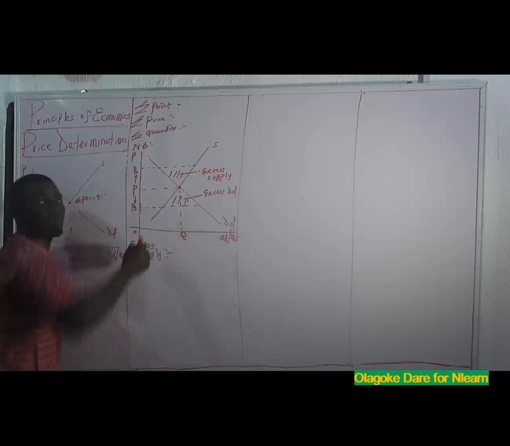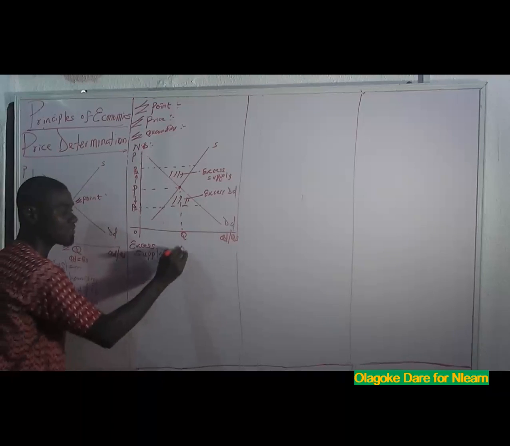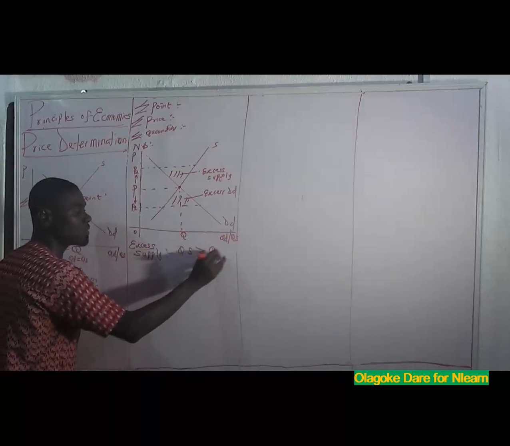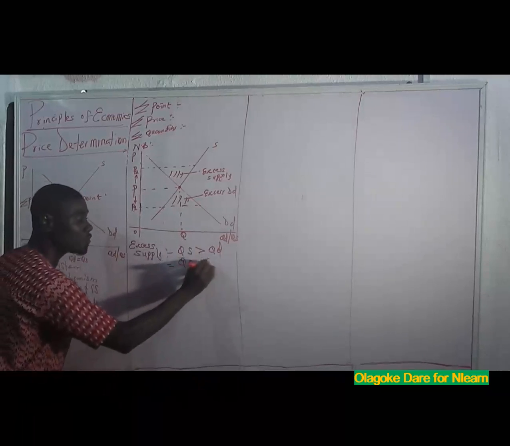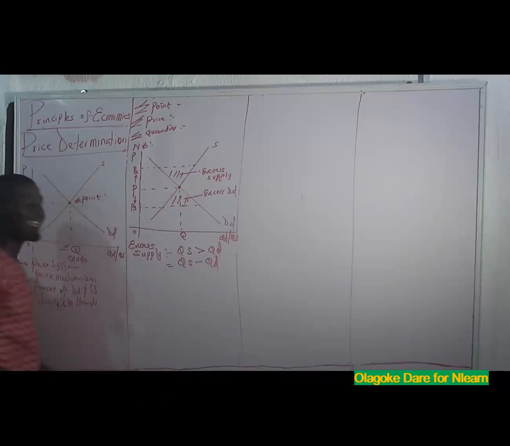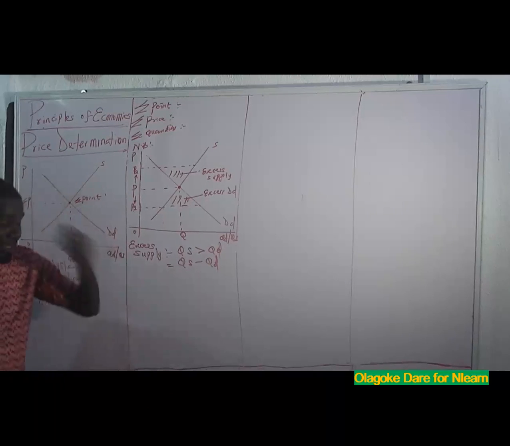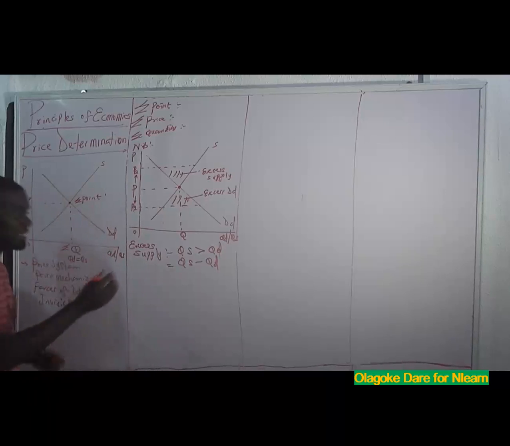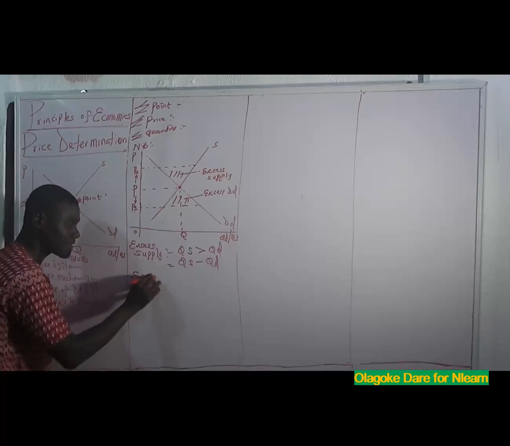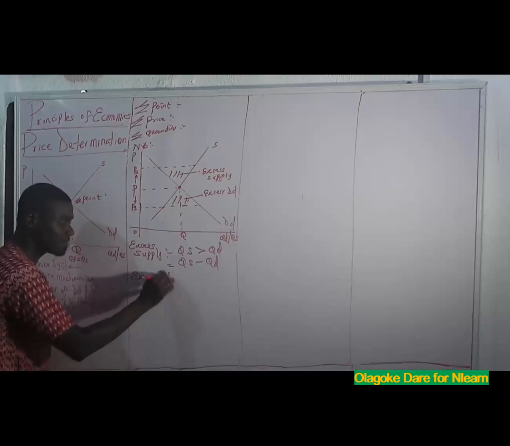So how do we calculate excess supply? Because excess supply occurs when quantity supplied is greater than quantity demanded, excess supply is calculated as quantity supplied minus quantity demanded. So to get your excess supply, you have to deduct your quantity demanded from your quantity supplied.